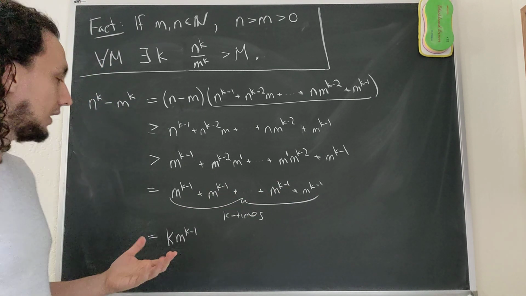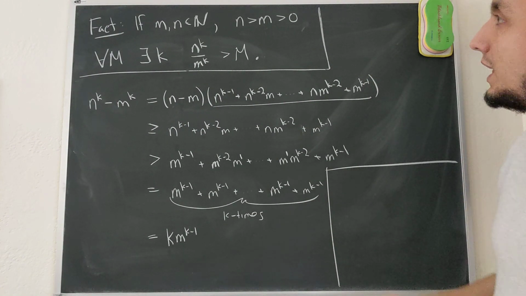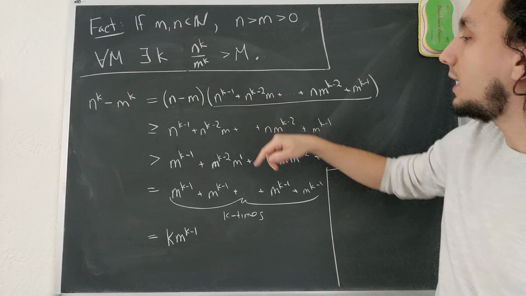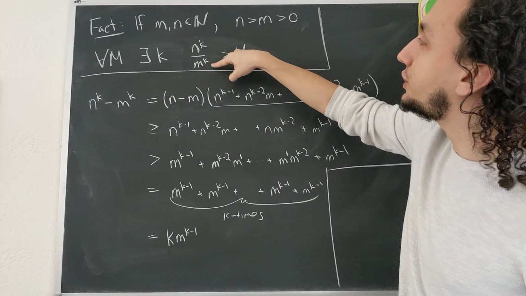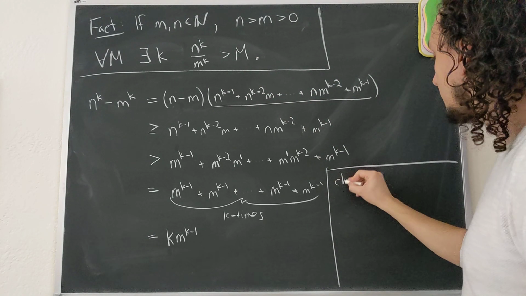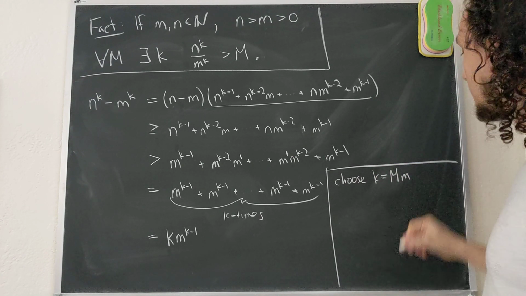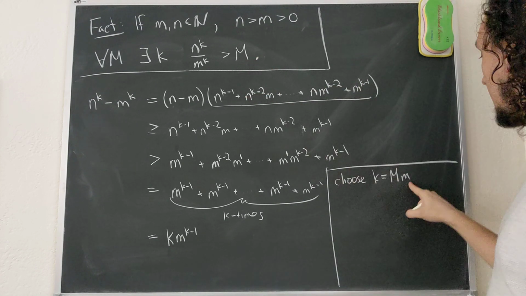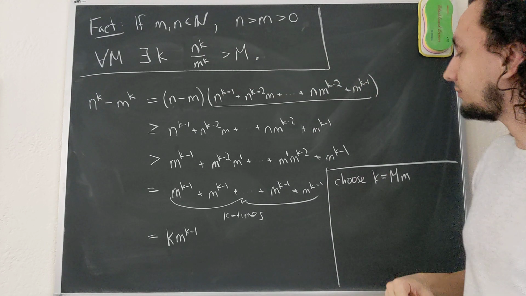Now we're almost done. How are we going to make use of this? We can do it over here. Remember, we're allowed to choose little k. The point is that I want to show that I can always find a k which is big enough so that the corresponding ratio of n to the k over m to the k is bigger than M. So here's what I'm going to do. Choose k to be equal to M times m, capital M being this ratio that I'm trying to get bigger than, and little m being the smaller of the two numbers that I'm raising to an exponent.